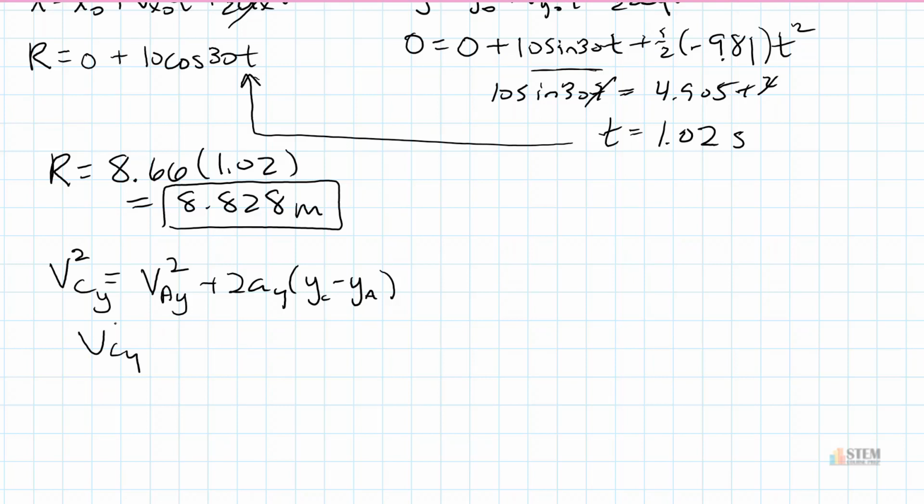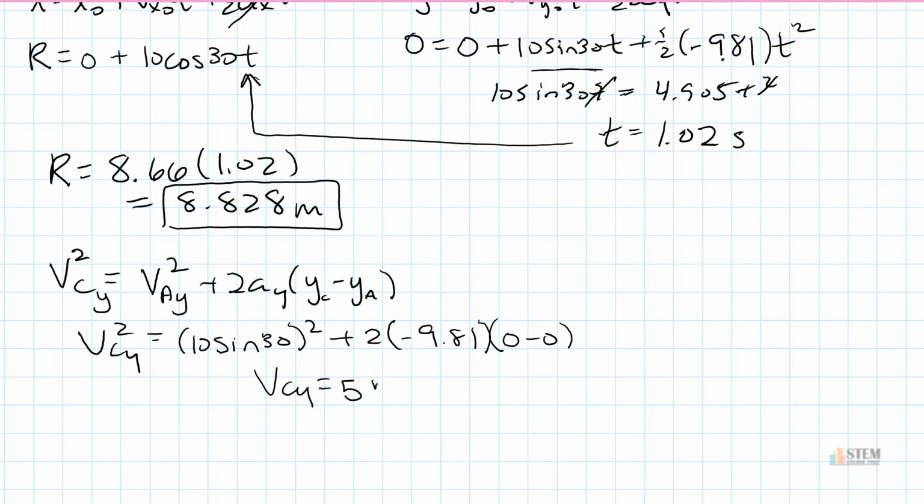All right, and see what we get here. So let's leave this left side alone because actually I want to solve for VCy. That'll give me my y component of the velocity at C. And then VAy, we already said was 10 sine 30. We're going to square that plus 2 times ay, which is negative 9.81. And then I want the difference in displacement, which is going to be 0 minus 0. All right, so VCy is going to be 5 meters per second. All right, so now we got that.